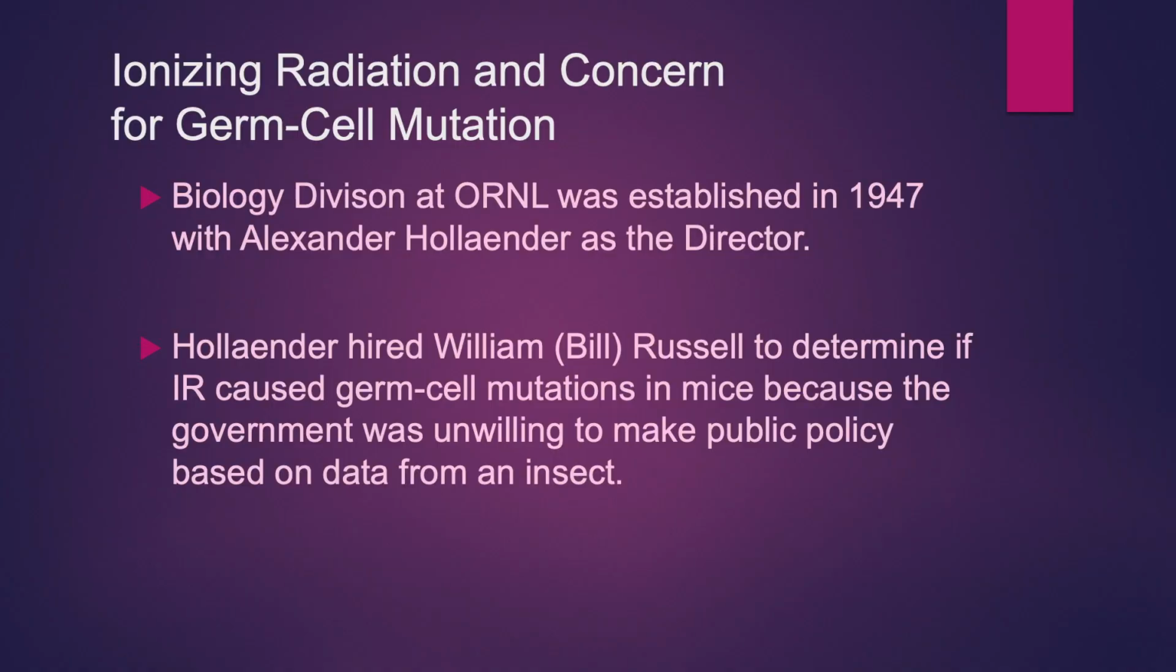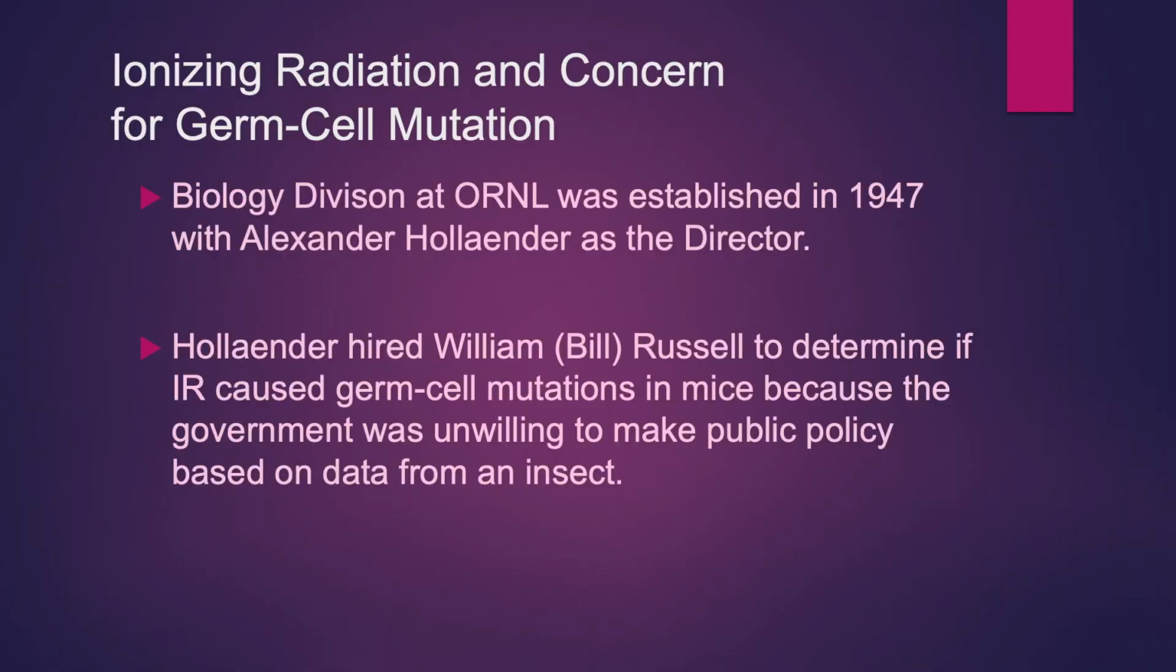So they paid a scientist named Don Charles at the University of Rochester in New York, all during the war, to find out if ionizing radiation caused germ cell mutagenesis in the mouse, because the government was loath to make public policy based on data in an insect. After breeding 400,000 mice at the University of Rochester, Dr. Charles had nothing to show for himself. He never invented an assay to detect germ cell mutagenesis in the mouse and learned nothing. So when the war ended, the federal government still didn't have an answer to this very pressing question.